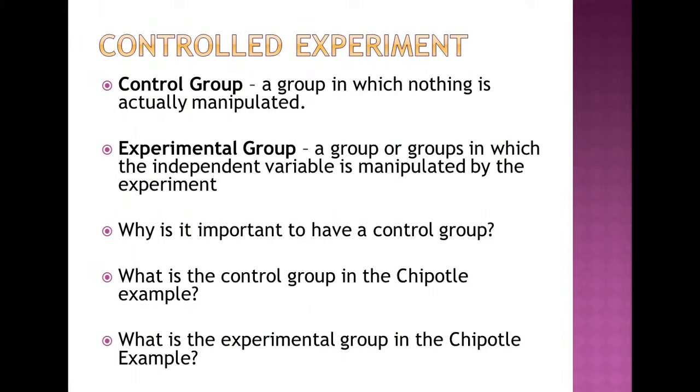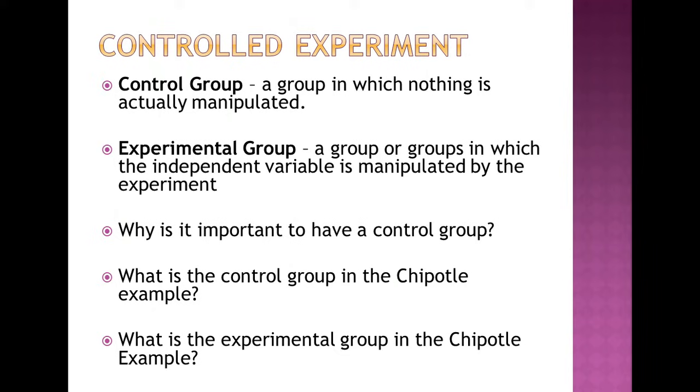The experimental group, in this case, is the one in which the independent variable gets changed by the scientist, gets changed by the experimenter. In our Chipotle example, it's going to be the rice that has a lesser amount of salt. So the experimental group has the change. That change is a lesser amount of salt.